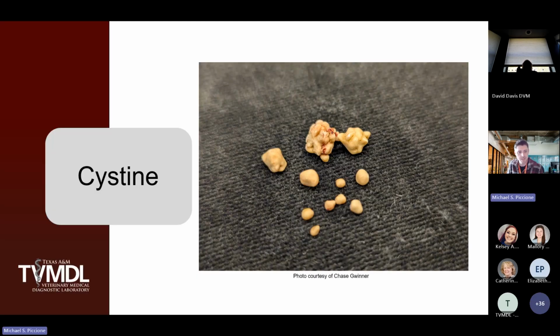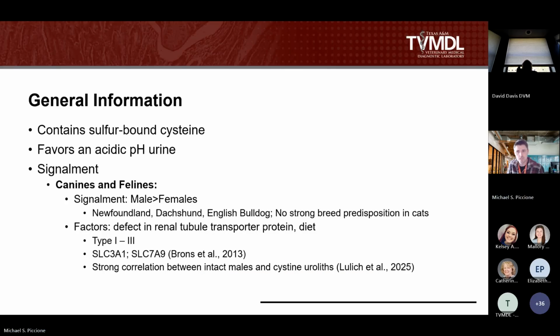Next up, we have cystine. So cystine uroliths are going to be one of the more rare uroliths that you encounter, but nonetheless, you will come across one from time to time. I do like to talk about what is cystine. It's a sulfur-bound or multiple sulfur-bound cysteines. Those are amino acids. And so the primary source of these amino acids is through diet, specifically protein, which is why, as we'll talk about later, diets can be a point of concern for many of these particular patients.